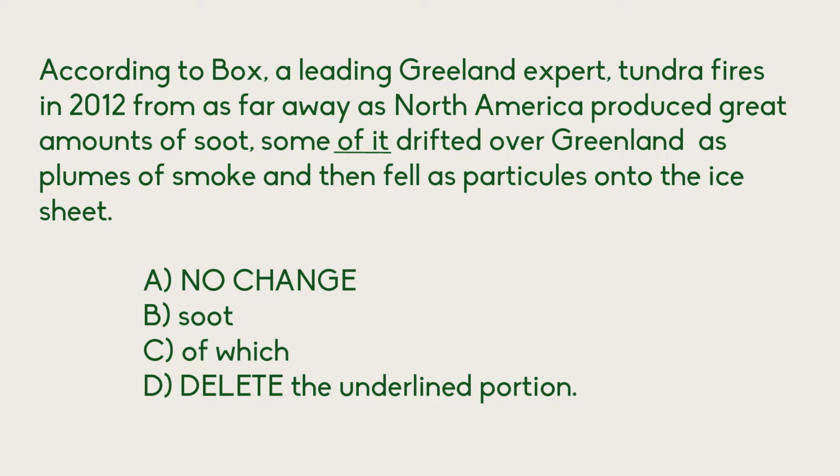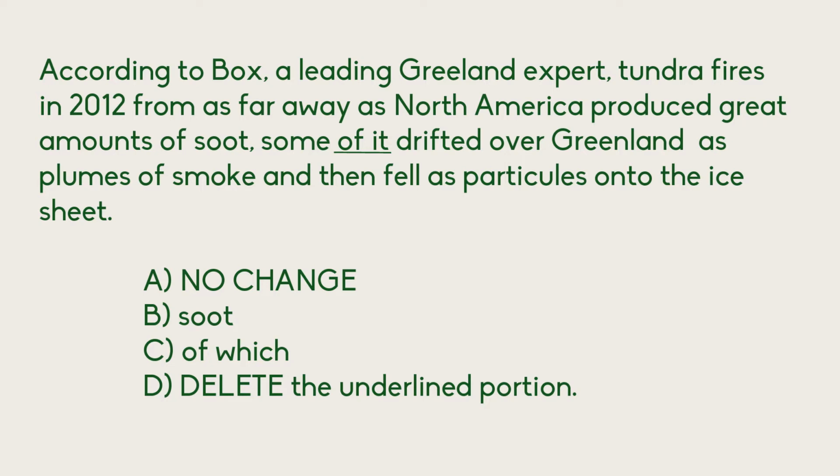If we choose answer choice B, some soot drifted over Greenland. That also gives us a subject and a verb, some drifted. That is a sentence. If we delete the underlined portion, we have some drifted over Greenland. So answer choice D is also a sentence. Some drifted over Greenland is a sentence. So that only leaves us with answer choice C.